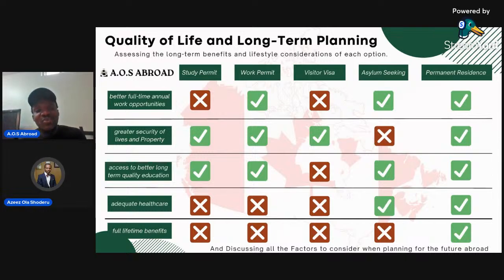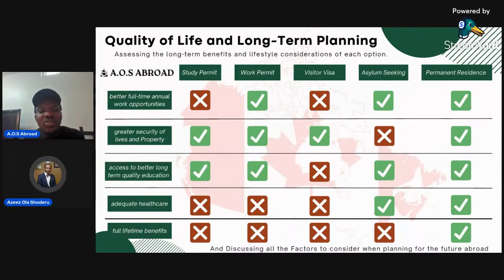Yes, you can have better full-time annual work opportunities, especially when you have sought asylum and the government has started working on your application. So they may give you the opportunity to get an open work permit to work for any employer in Canada. But you may not have greater security of lives and properties because we have seen people who came in as a visitor and sought asylum, like the story of the man from Nigeria who lost his life in Mississauga, Ontario, because there was no quality shelter for him to stay. So you may need to get your own funds to support your lifestyle when you land in Canada seeking asylum.